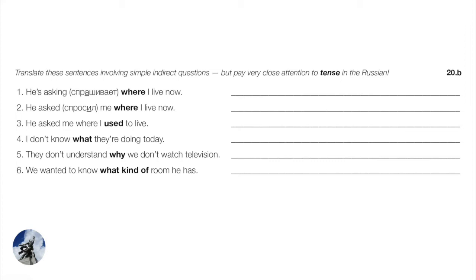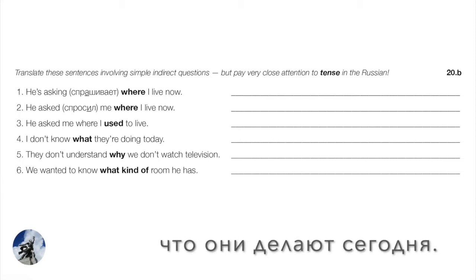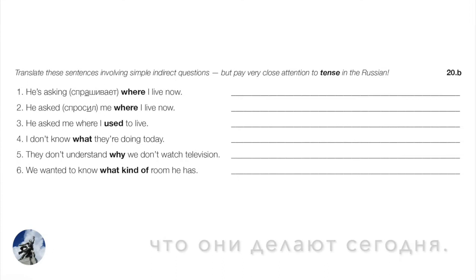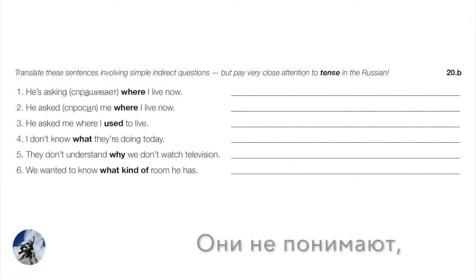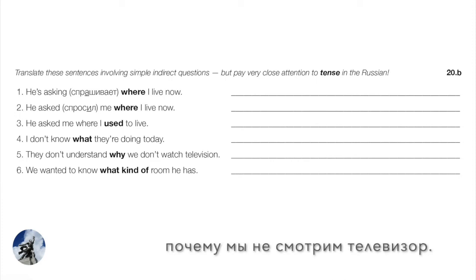Number four, I don't know what they're doing today. Okay, let's get our main clause. I don't know. Я не знаю, comma, what they're doing today. Что они делают сегодня? Я не знаю, что они делают сегодня. Okay, number five. They don't understand why we don't watch television. Okay, let's get the main clause first. They don't understand. Они не понимают, comma. Now we're ready for our reported question. Why we don't watch television. Почему мы не смотрим телевизор? Они не понимают, почему мы не смотрим телевизор.